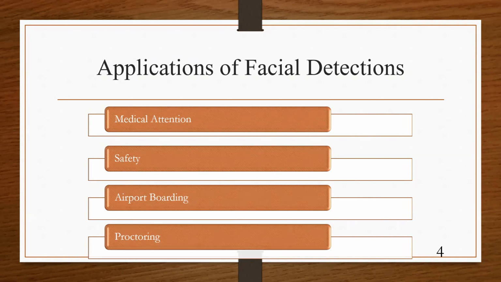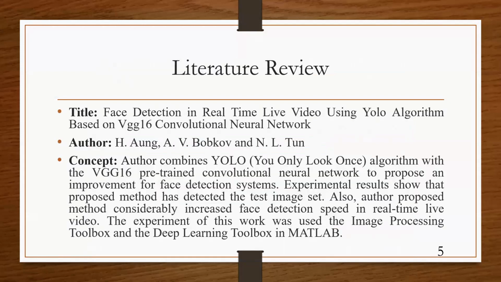If a person is from a criminal background, or is suspected of doing something wrong, we can identify the person by the face, comparing it with the criminal faces database to identify who that particular criminal is. So here I have included a few literature reviews.